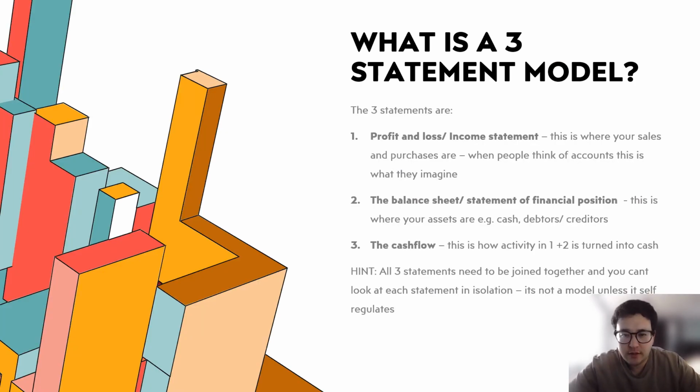So what is a three-statement financial model? Well, there's three financial statements. They're critical. There's the profit and loss, also called the income statement by the Americans, the balance sheet, also called the statement of financial position by the Americans, and the cash flow, also called the cash flow by the Americans.